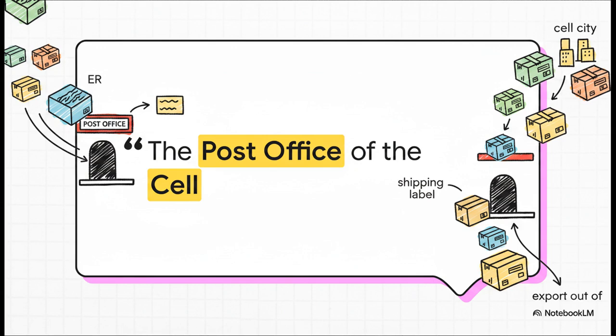The Golgi receives packages from the ER, makes some final adjustments, slaps on a shipping label, and sends them on their way, either to other parts of the cell or for export out of the city altogether.